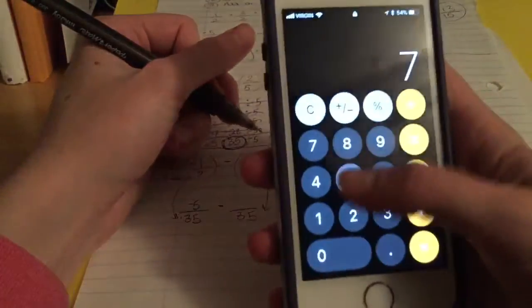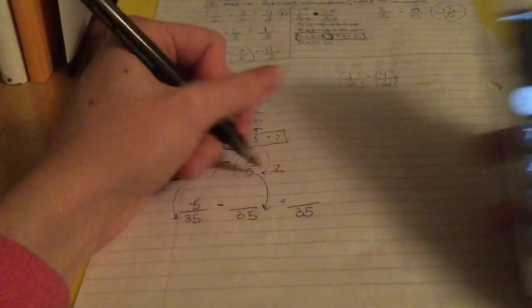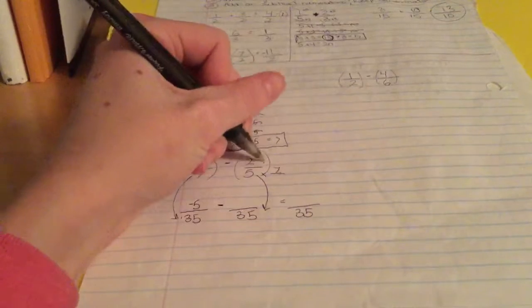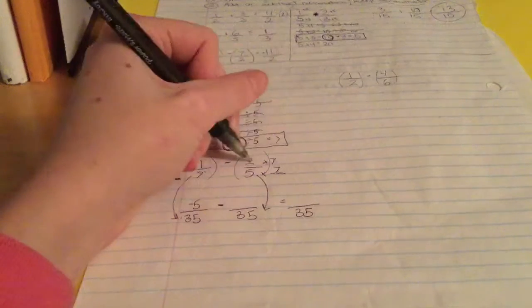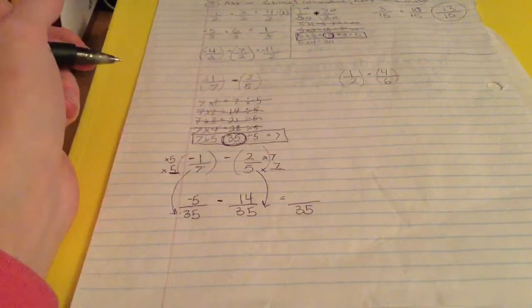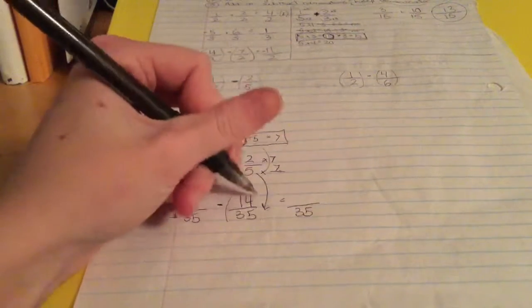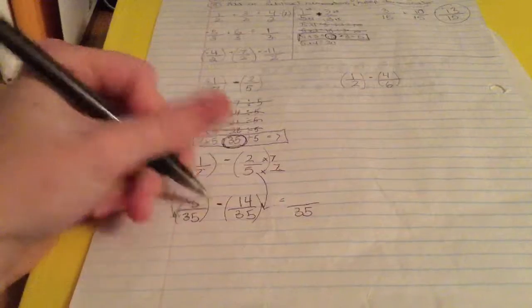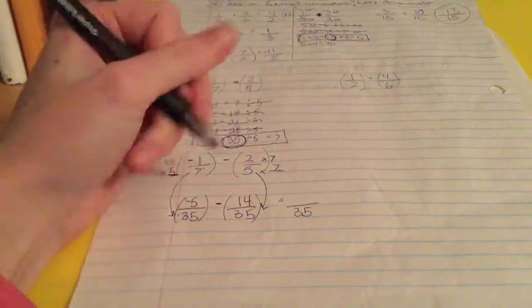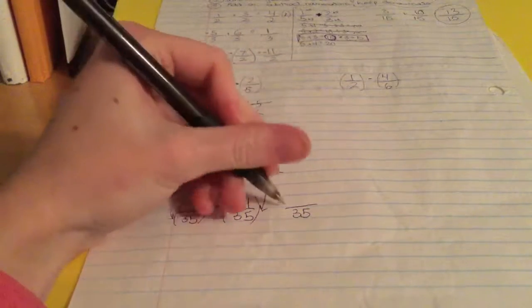You can always check your answer. 5 times 7 is 35. Yep, we're right. Perfect. So whatever you do to the bottom, you have to do to the top here, times that by 7, and 7 times 2 is 14. Okay, so now we have two new fractions, and we can subtract these. You must have the same denominator to add and subtract, by the way. So we know it's over 35.